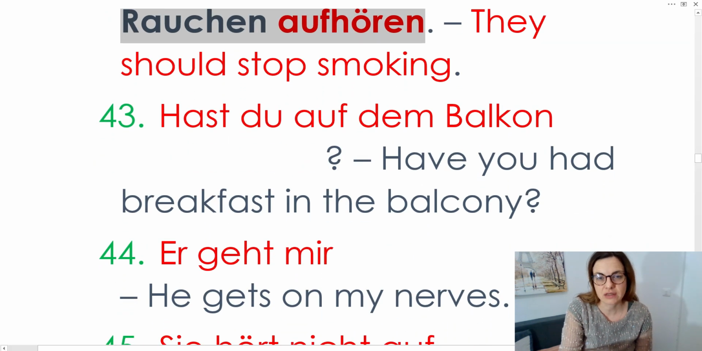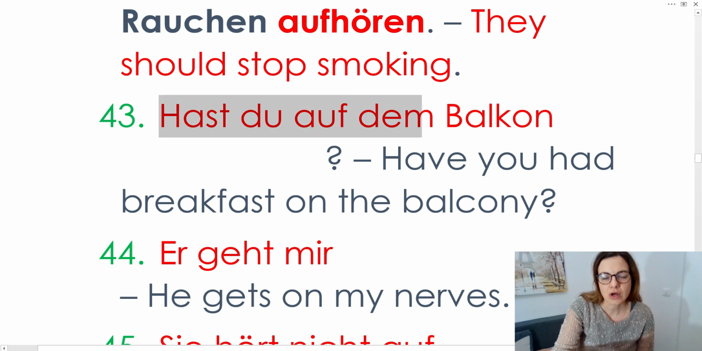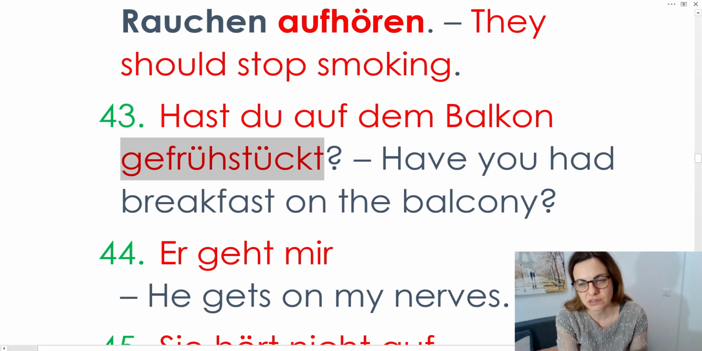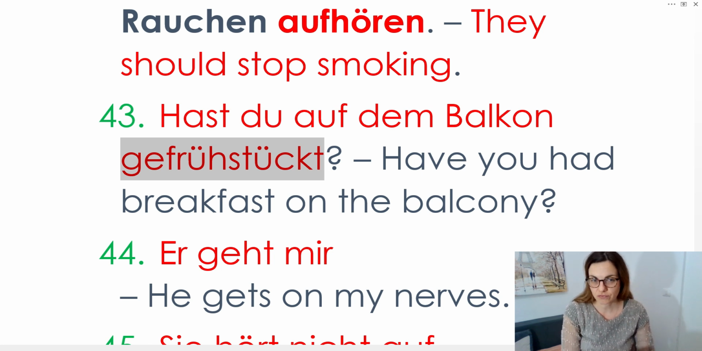Have you had breakfast on the balcony? Hast du auf dem Balkon to have breakfast? Ja, gefrühstückt. It's the past participle form of the verb frühstücken. It means to have breakfast. You had breakfast. Hast du auf dem Balkon gefrühstückt?